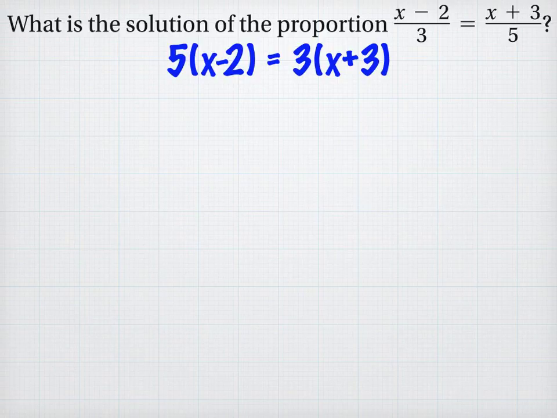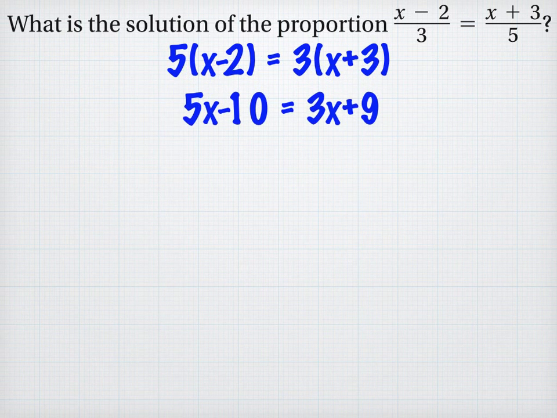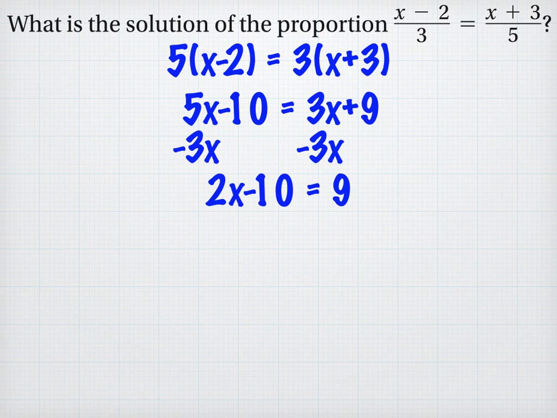Notice that in this case, we're going to need to end up using the distributive property twice. So 5 times x minus 2 gives you 5x minus 10, and 3 times x plus 3 gives you 3x plus 9. Now we have x's, or variables, on both sides, so we need to combine like terms. I'm going to go ahead and choose to subtract 3x from both sides. When you do that, you end up with 2x minus 10 equals 9.